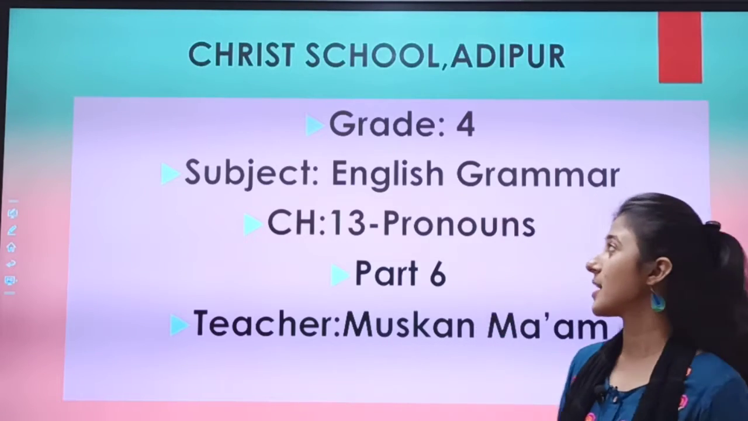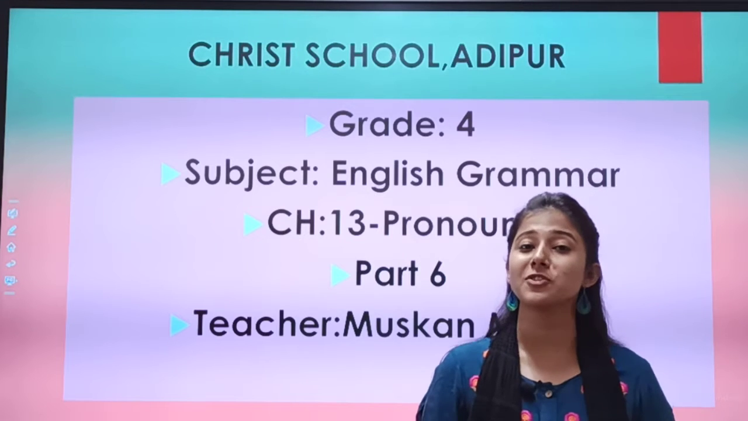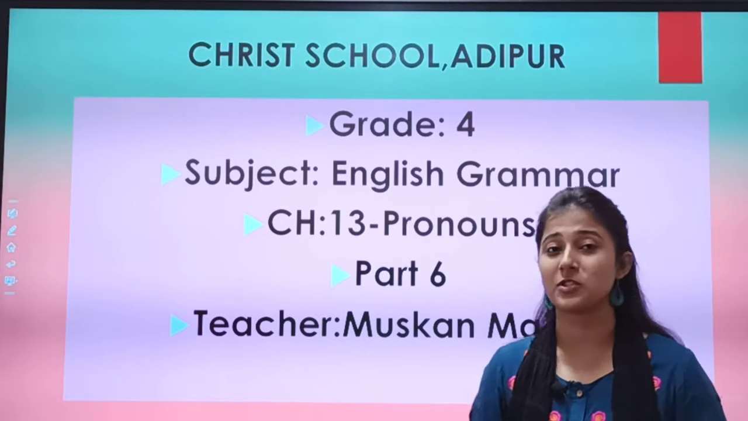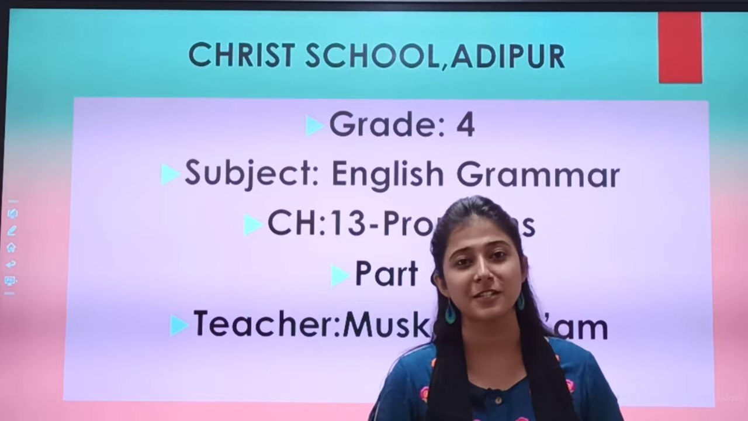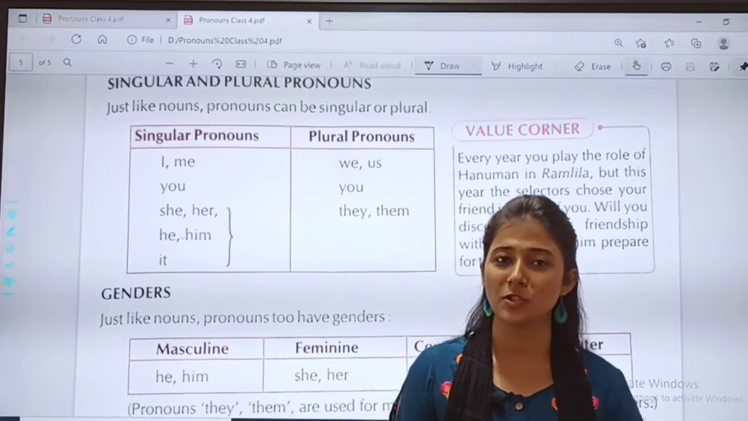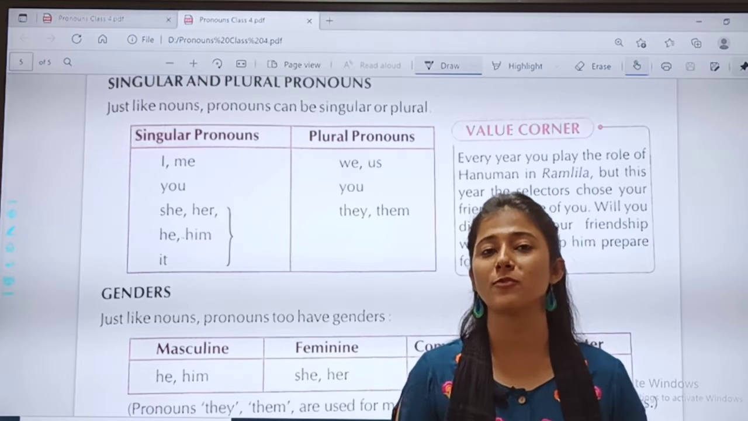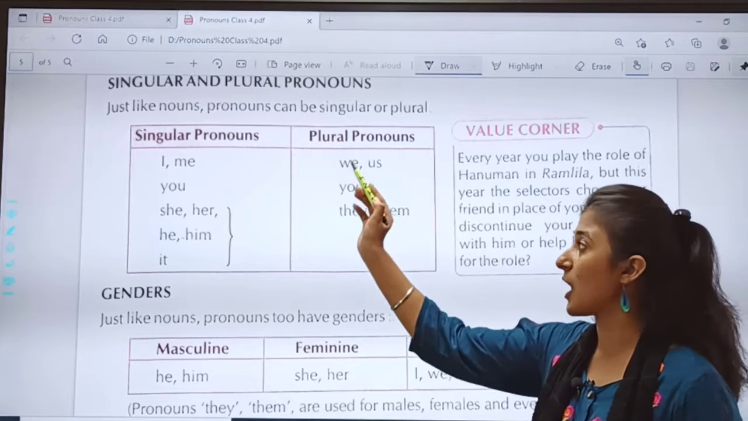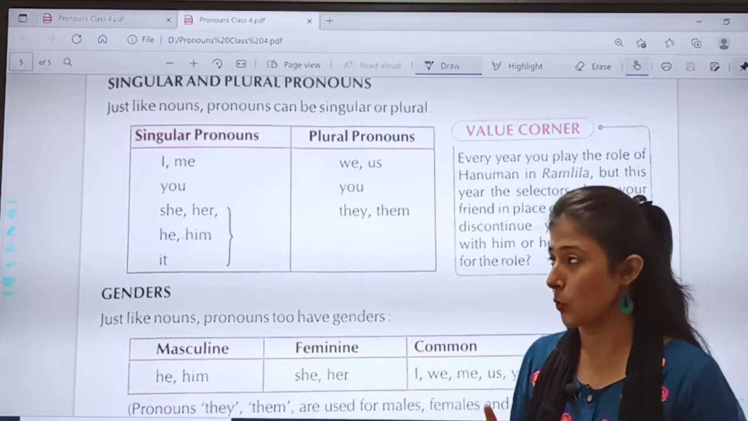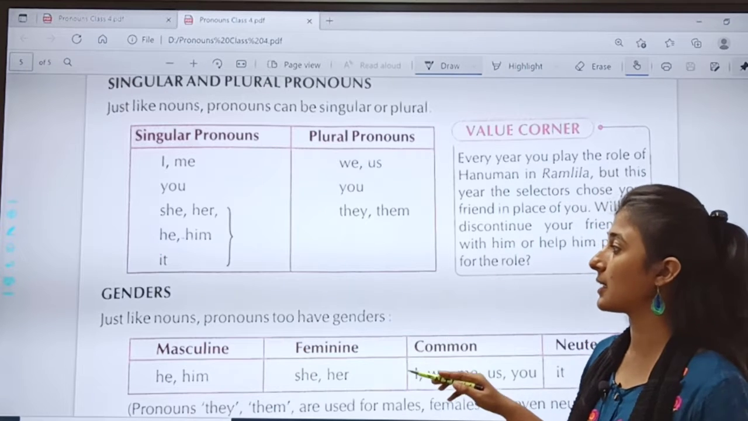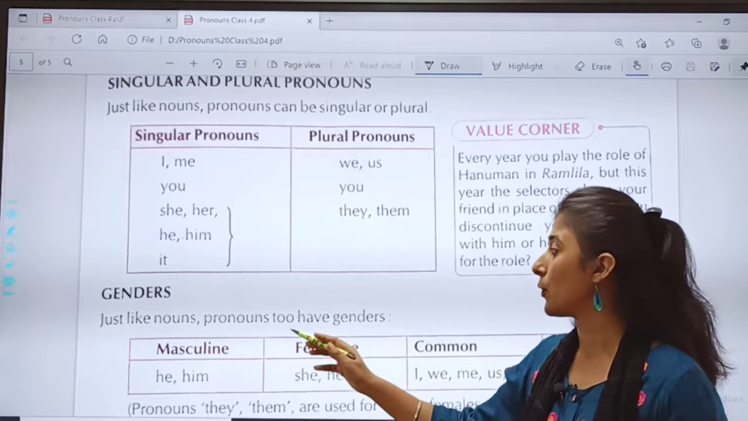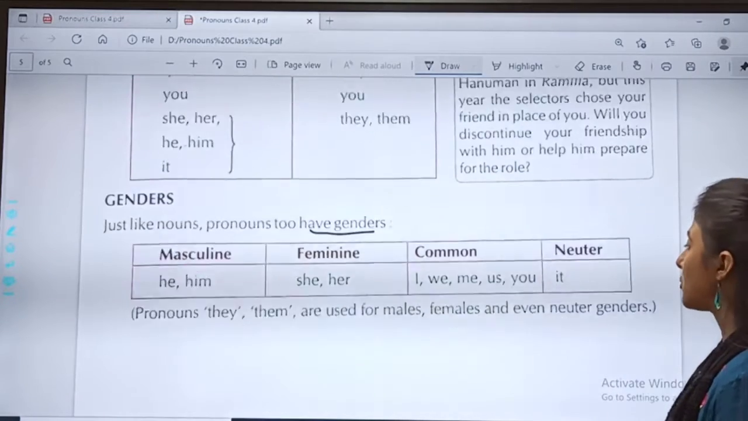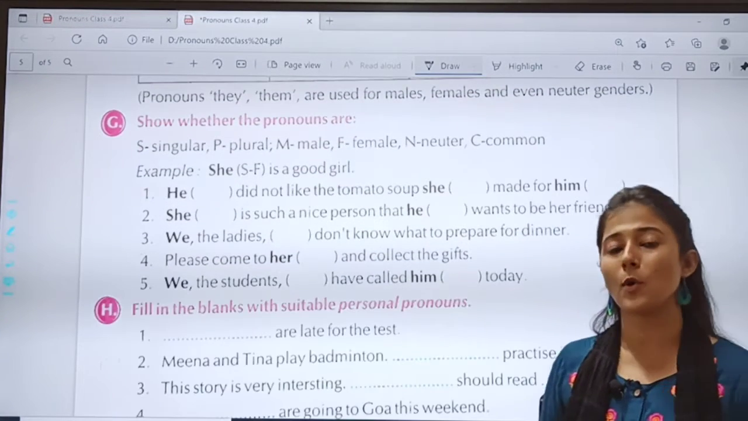So children, in your subject grammar, we were doing the last chapter for this term, and which was that? Yes, chapter 13, pronouns. So open your textbooks and let us continue with our exercise. In your grammar textbook on page number 43, in the last video lesson I explained to you the tables, that pronouns can be singular and plural too. And after that we studied about gender, that pronouns too have genders. I hope you remember this table. Now based on that we will solve an exercise, so it will be more clear for you.